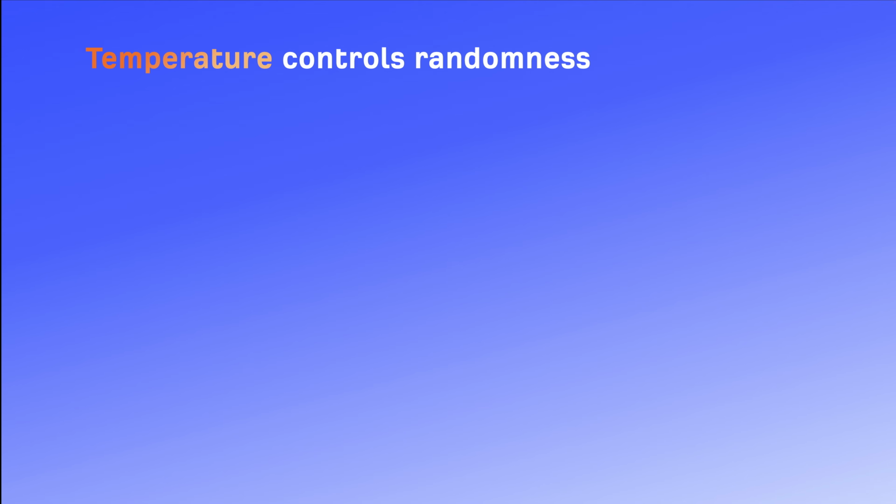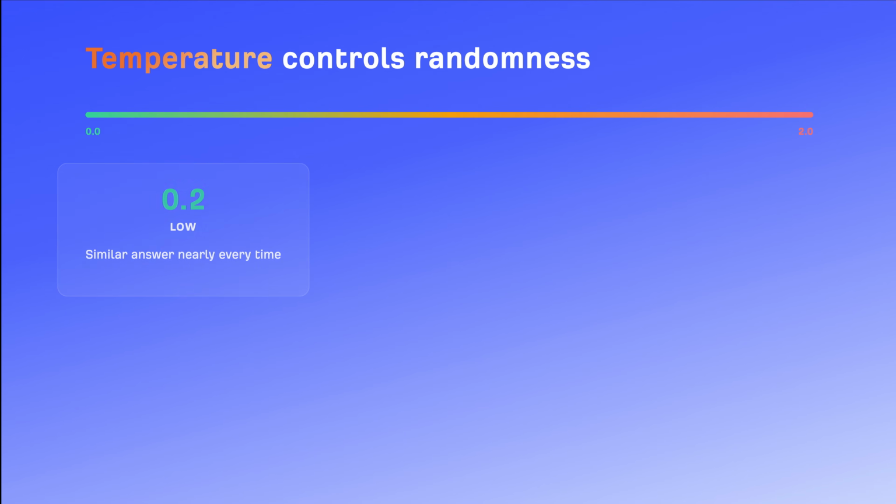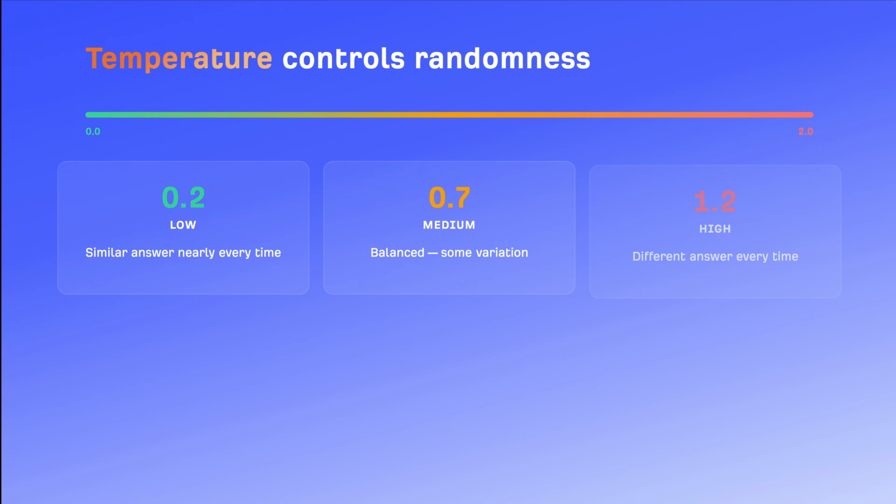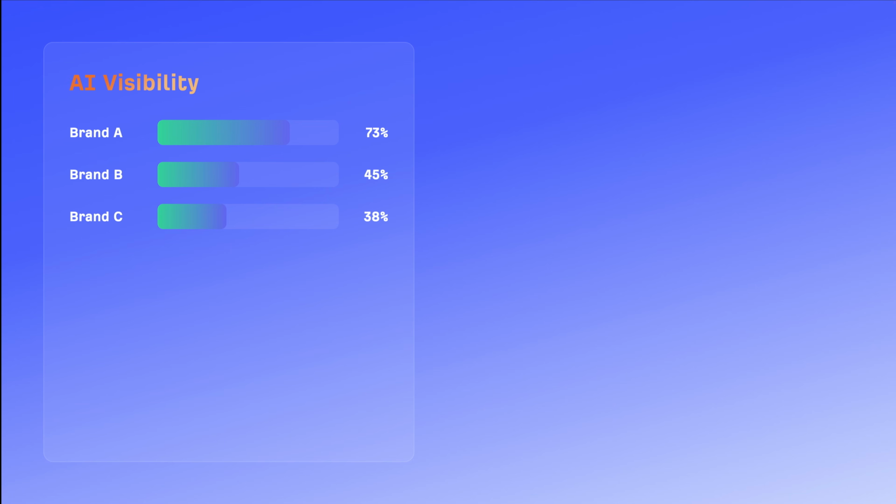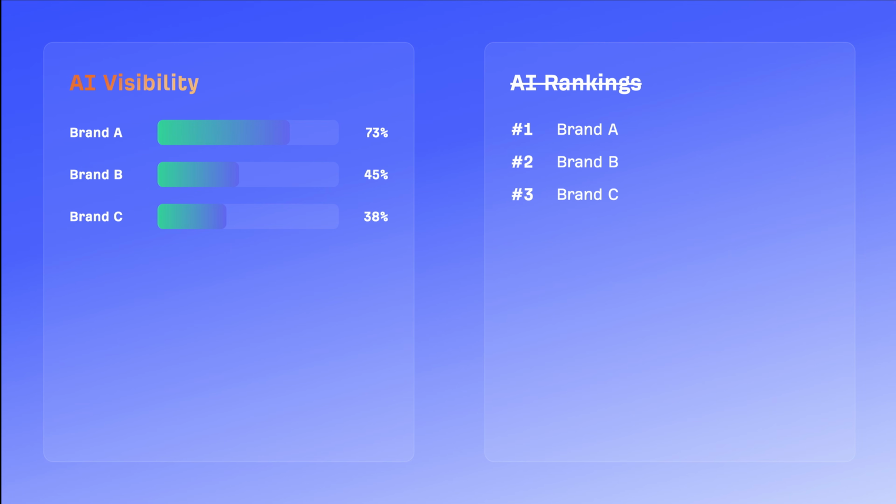The training data creates patterns. The retrieved pages add their own signals. And then there's a temperature setting that introduces randomness so the AI doesn't generate the exact same answer every time. Now, what that means in practice is that if you ask the same question 5 times, you might get cited 3 out of 5. Or the AI might mention your competitor twice, and you twice, and someone else once. There's no fixed position to rank for. This is why we talk about AI visibility rather than AI rankings. It's more like a probability distribution than a leaderboard.